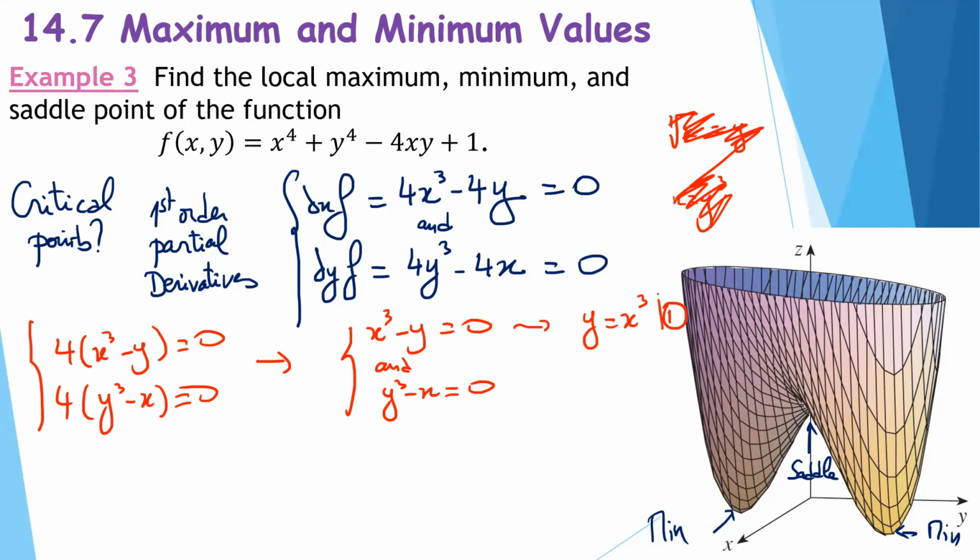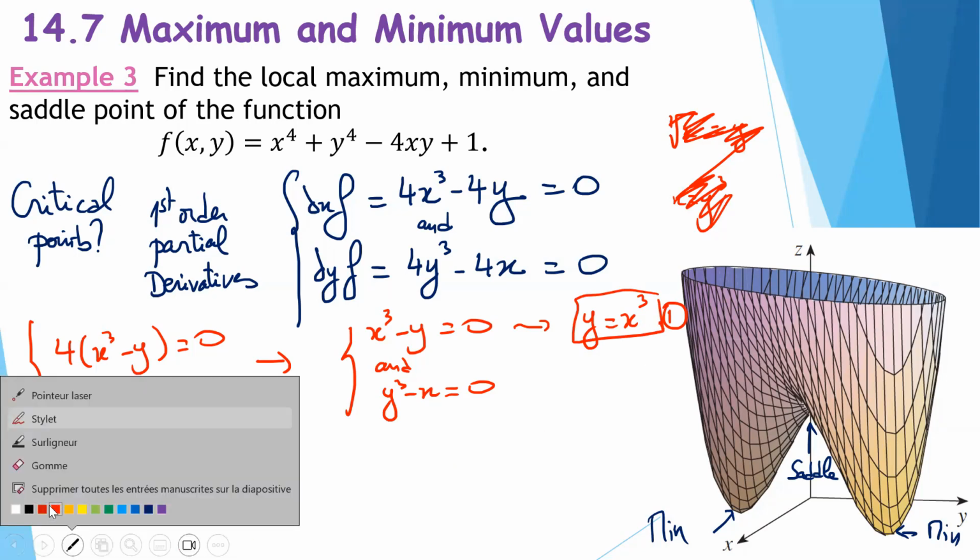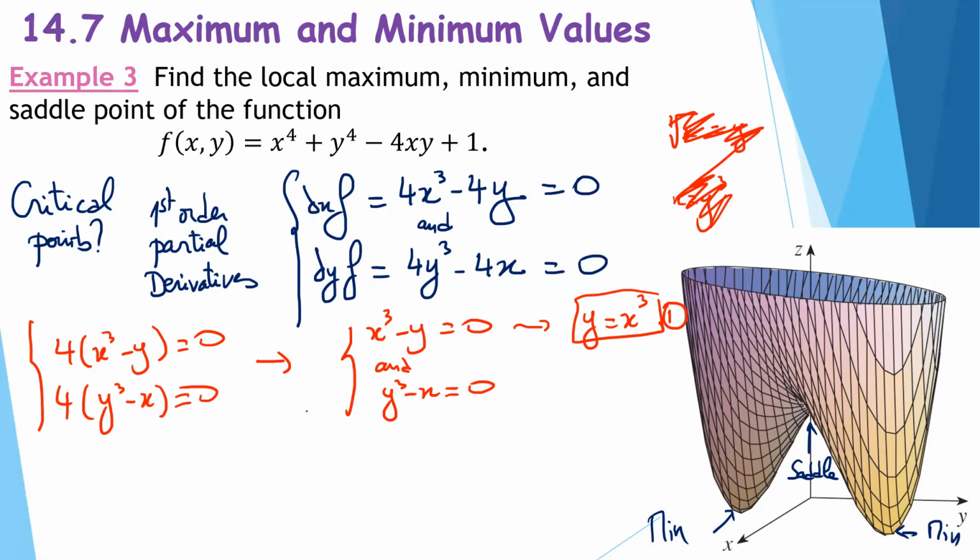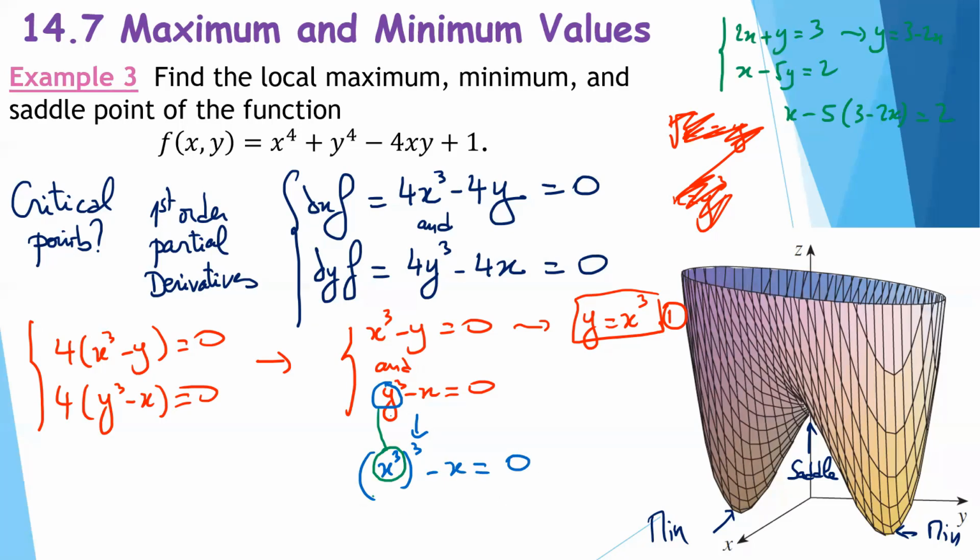So we can take this equation and replace y by x cubed in this equation. Instead of writing y, since here we have an equation with two variables that I don't know how to solve, I try to get at least one variable only. Okay, so I replace y by x cubed in this equation. We should get x cubed all cubed minus x equals 0.